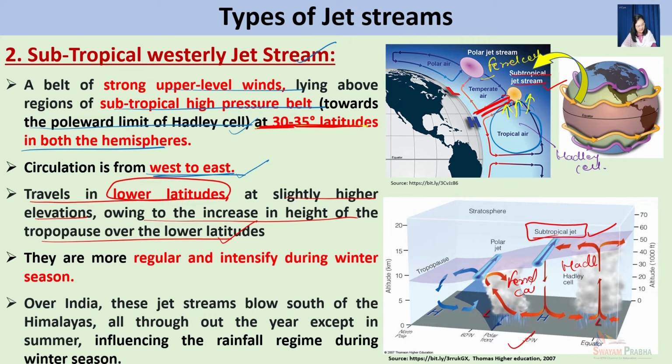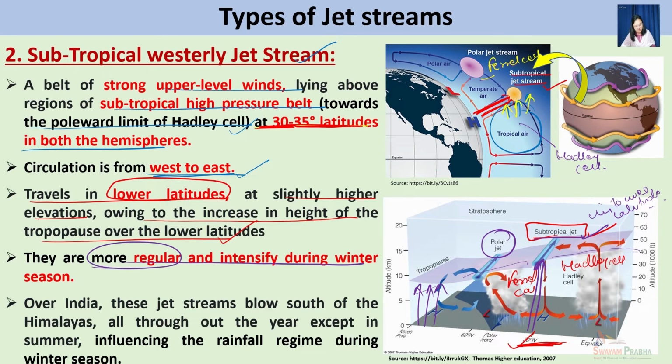So you can see in this diagram that the subtropical jet streams are located between the Ferrel cell and Hadley cell, and their height is more than the polar jet streams because of the greater vertical dimension of the troposphere layer in the lower latitudes as compared to polar latitudes, where the vertical dimension of the troposphere is comparatively lesser due to less insolation and heating. So they are more or less regular.